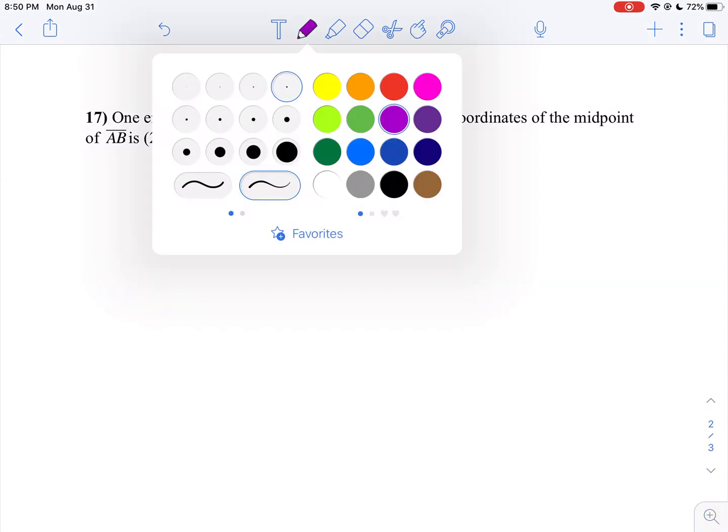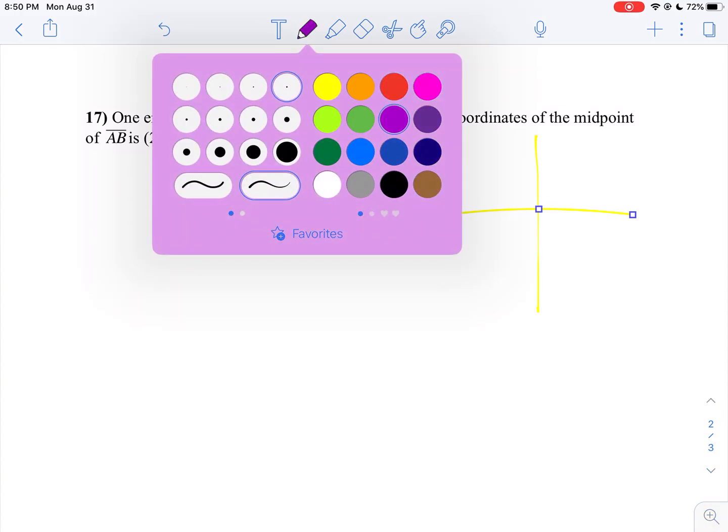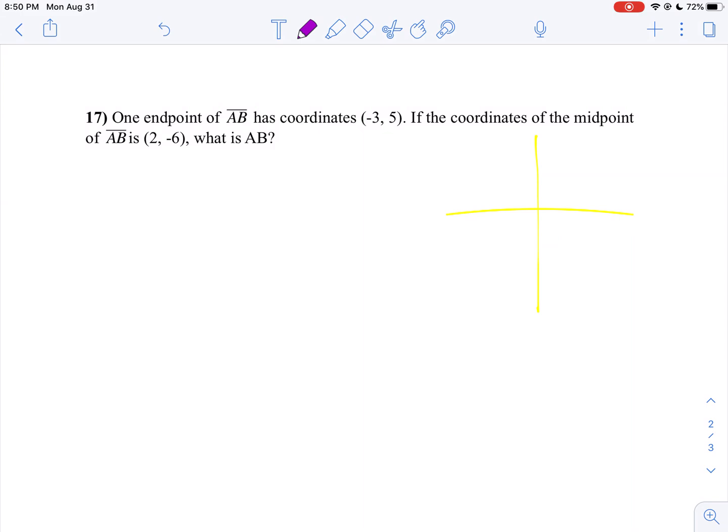So let's estimate this. I'm not going to be real exact here. I'm going to draw my grid. I know one endpoint A is at negative 3 and 5. So here's negative 3 and 5. Your midpoint is at 2, negative 6. I need to find the coordinate of B. And I didn't draw that to scale because M should be in the middle.